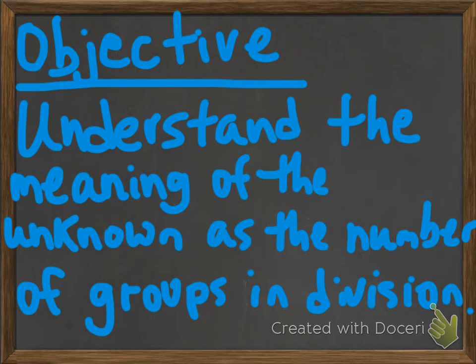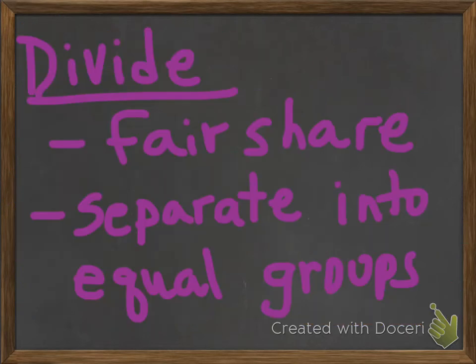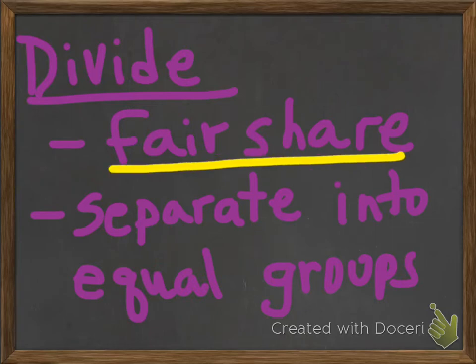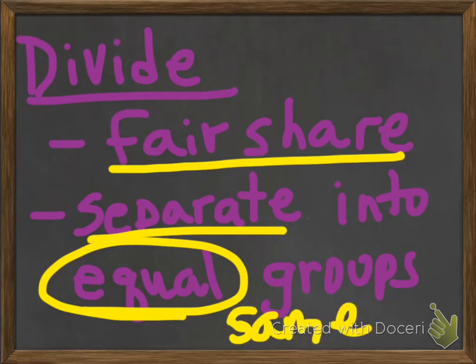So our objective is to understand the meaning of the unknown as a number of groups in division. Let's first just define the word divide. Divide means to have a fair share. You're going to separate into, and this is the key word, equal groups. So every group must have the same amount in it.